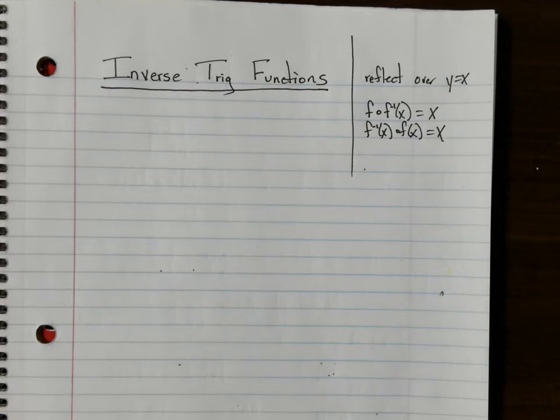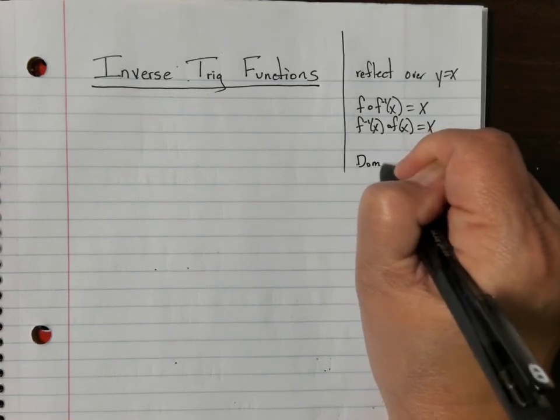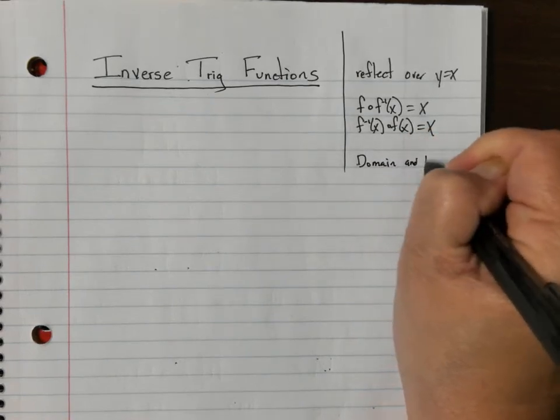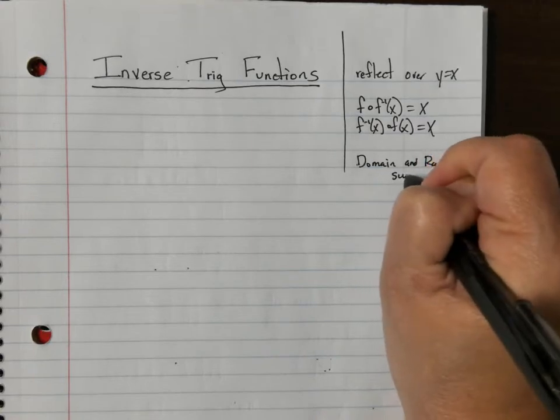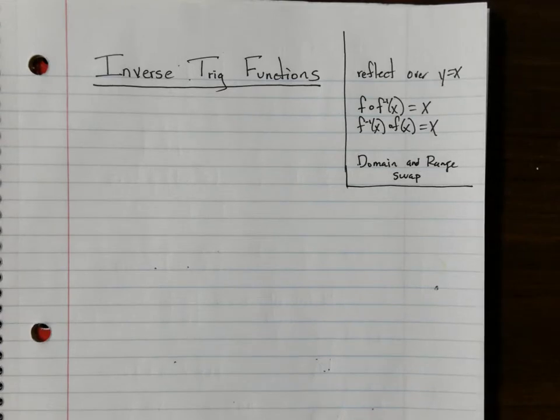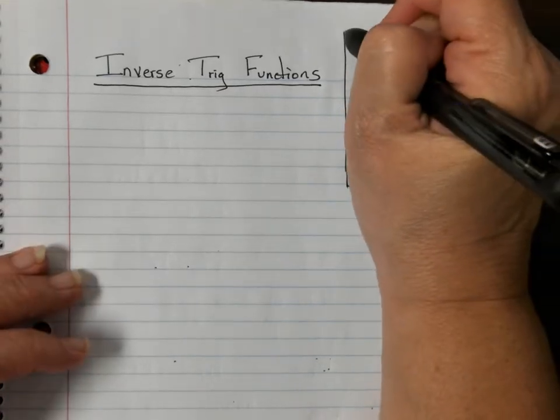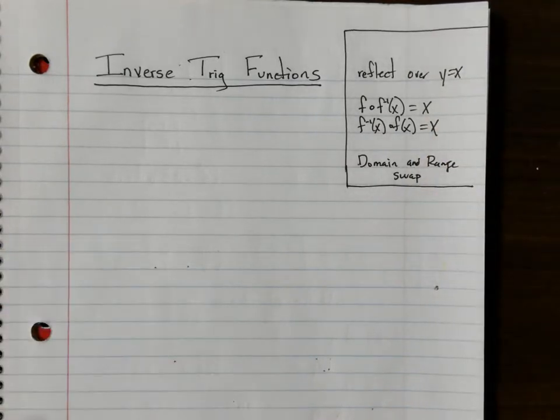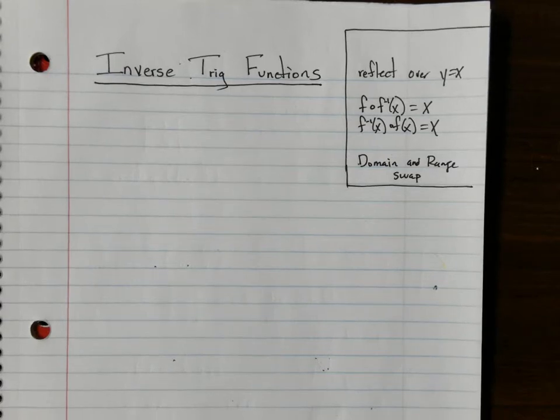What happens to your domain and range? Or your input and your output? Okay. So the domain and range swap, right? Okay, so if you remember, in order to be a function, a graph has to pass the vertical line test. So in order for the inverse to be a function, it has to pass the horizontal line test, right?